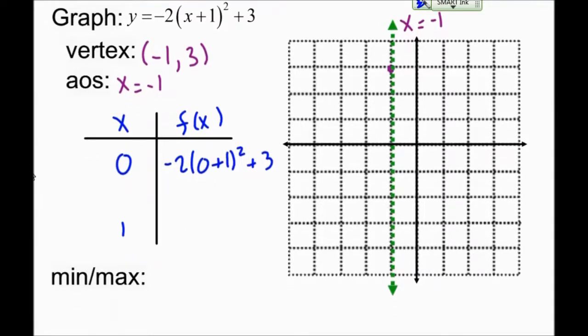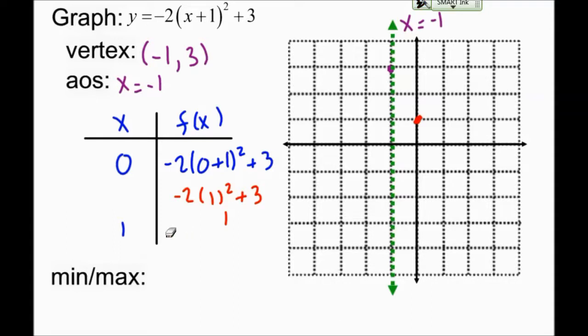Now, a common mistake: you could be thinking, there's parentheses, I need to distribute. Can't do that here. In this case, there's parentheses squared, so we have to follow order of operations. The first thing I need to do is 0 plus 1. So I have negative 2 times 1 squared plus 3. Then 1 squared times negative 2 is negative 2, plus 3 is 1. So that gives me the ordered pair (0, 1). And I'm going to go ahead and plot that.